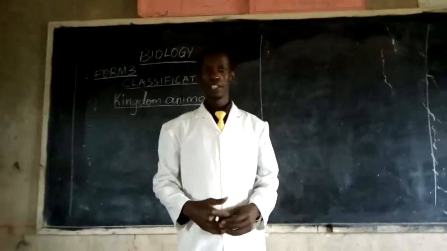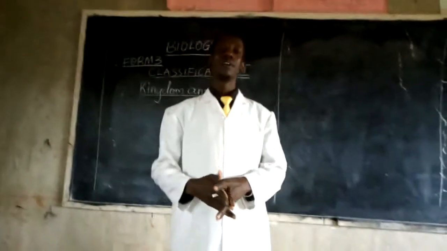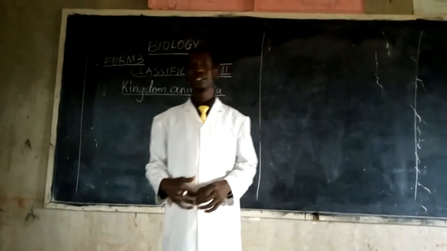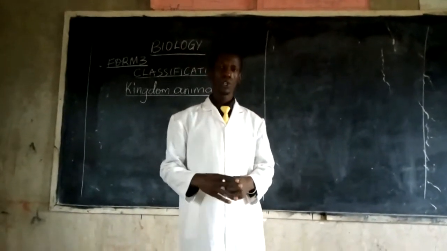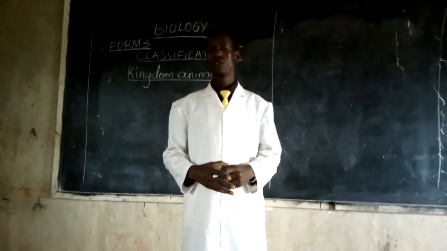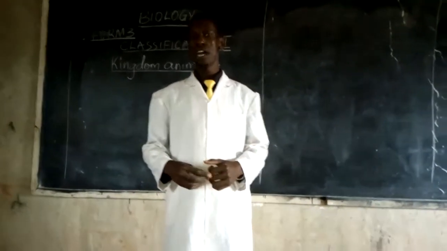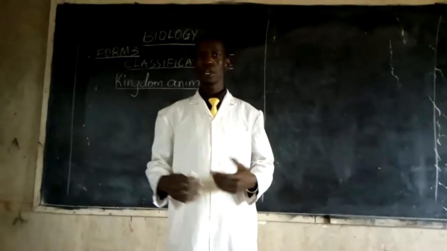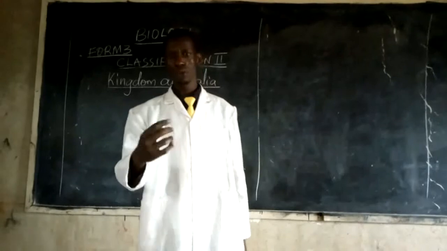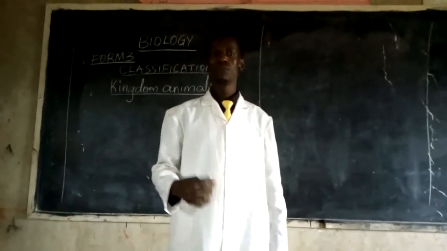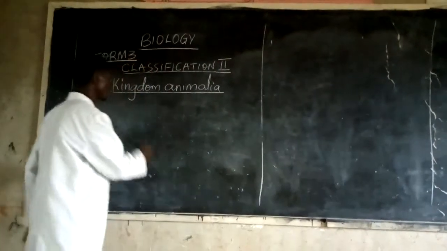Welcome once again to lesson number 5. We are going to look at Kingdom Animalia. Kingdom Animalia comprises of up to 9 phyla, but here we are only going to look at 2 phyla, that is phylum Arthropoda and phylum Chordata. Let me write it on the board.